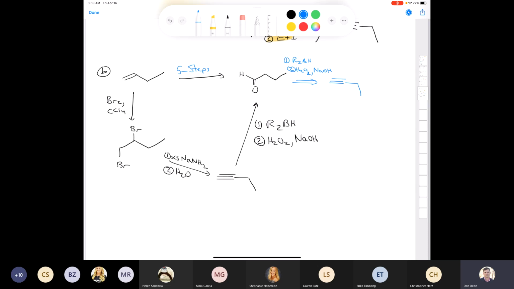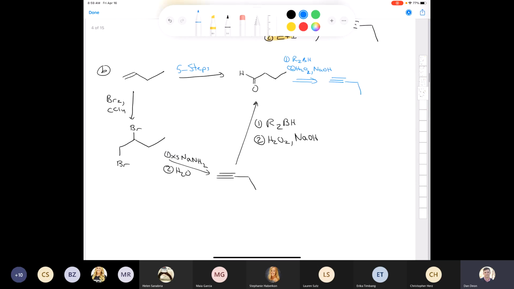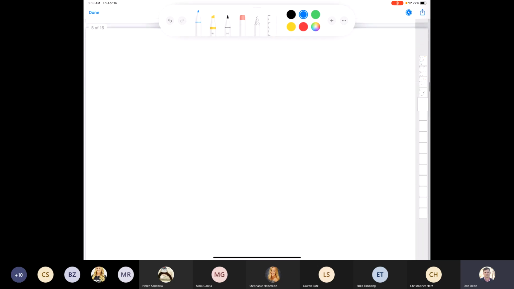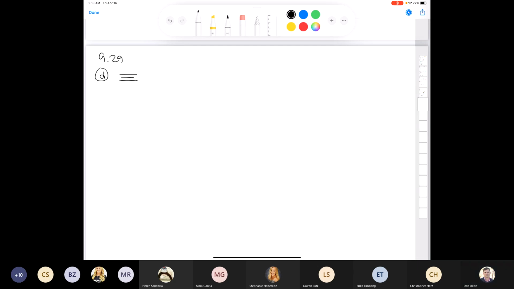Well, I'm going to skip C for now, and I'm going to move on to 9.29D. Again, the answer to C is in the solutions manual. I want to move on. This is 9.29D. So we're starting with 1-butene again. The author is kind of obsessed with 1-butene, and we want to make 1-butanol. So we want to make this primary alcohol.